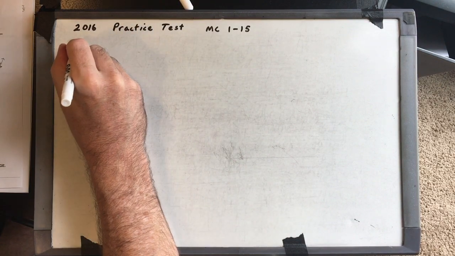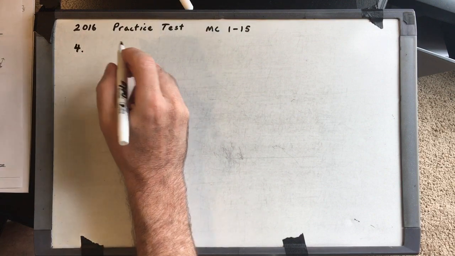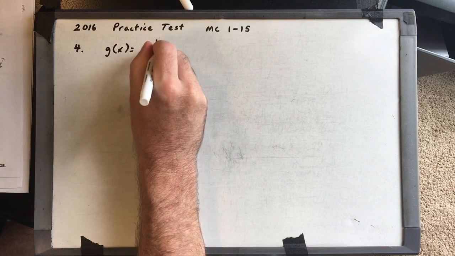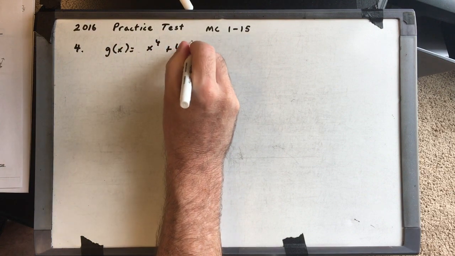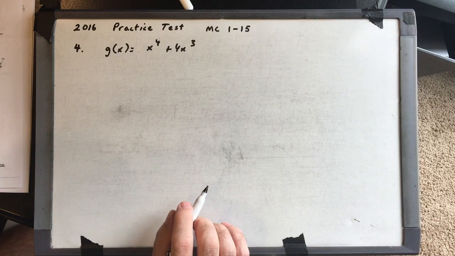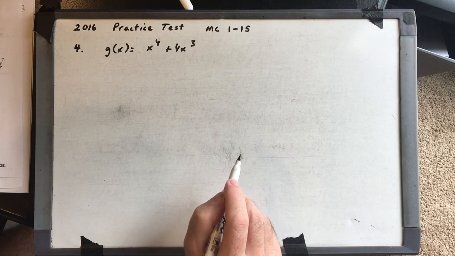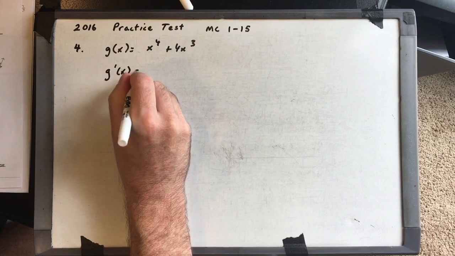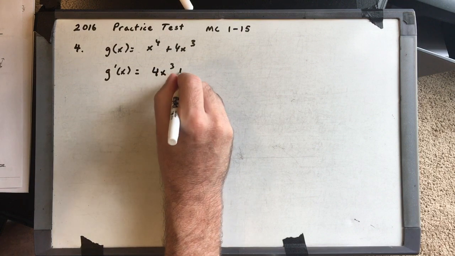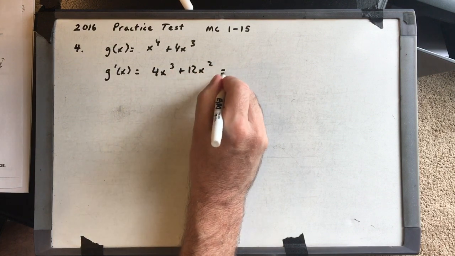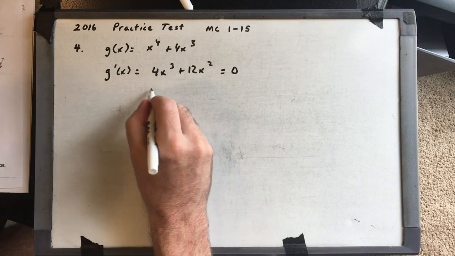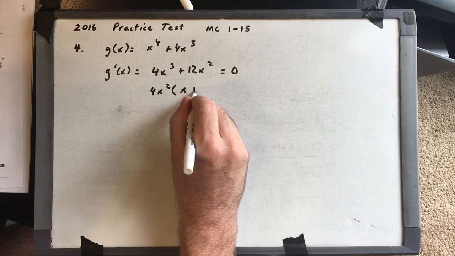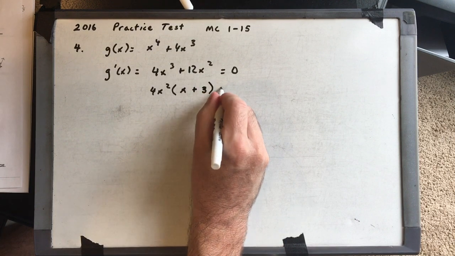Okay, number 4. So we've got g of x is equal to x to the 4th plus 4x cubed. How many extrema does it have? So how many maxes and mins? All right, well, to get that, we would have to take the derivative. So that's 4x cubed plus 12x squared, and we set that equal to 0 to get our critical points. Let's factor out a 4x squared, and we're left with x plus 3 is equal to 0.